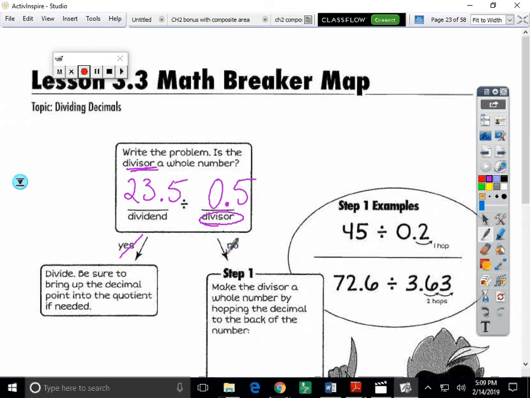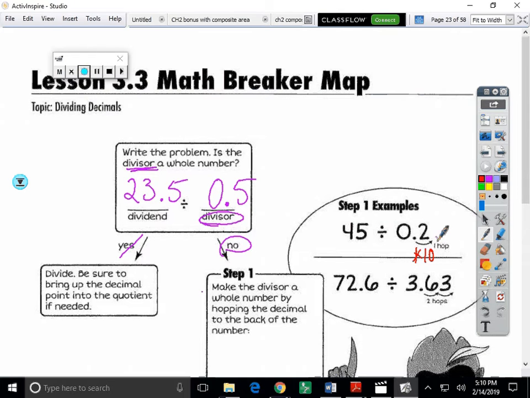In this situation, I'm going to follow my math breaker map and follow the no path. So step 1. Make the divisor a whole number by hopping the decimal to the back of the number. So if I look over here at my hawk hints in my example off to the side, I notice that when the divisor has one number behind it, we make one hop. Now, it's actually kind of important to me that you understand we're multiplying by 10 to do that. So a power of 10 makes the number look larger. It moves that decimal one place value to the right.